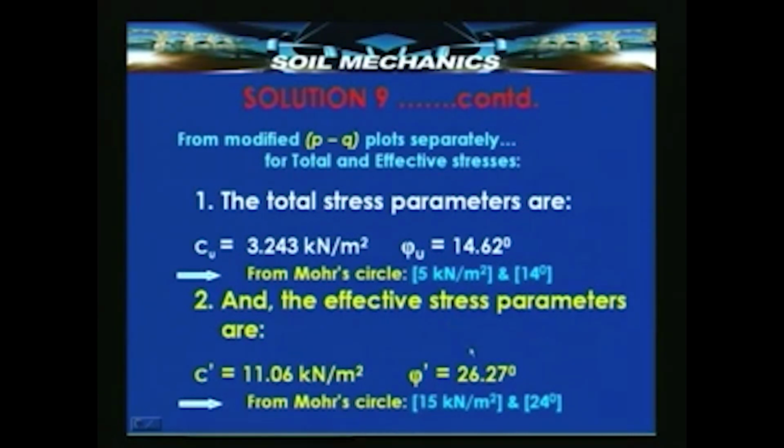Similarly, under effective stress conditions, C dash and phi dash are like this for the PQ plot, whereas the corresponding Mohr circle values which we got a little earlier are 15 and 24 degrees. So, this is what a typical triaxial test is all about. We conduct the test measuring the pore pressure usually. So, at the end of the test we will not only have the total stresses that we have applied, but also the pore pressures and therefore the effective stresses. So, we can calculate both the total stress strength parameters and the effective strength parameters.